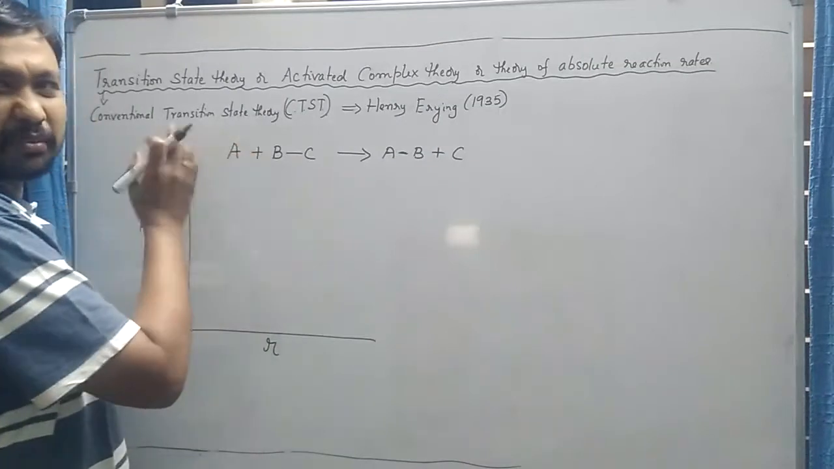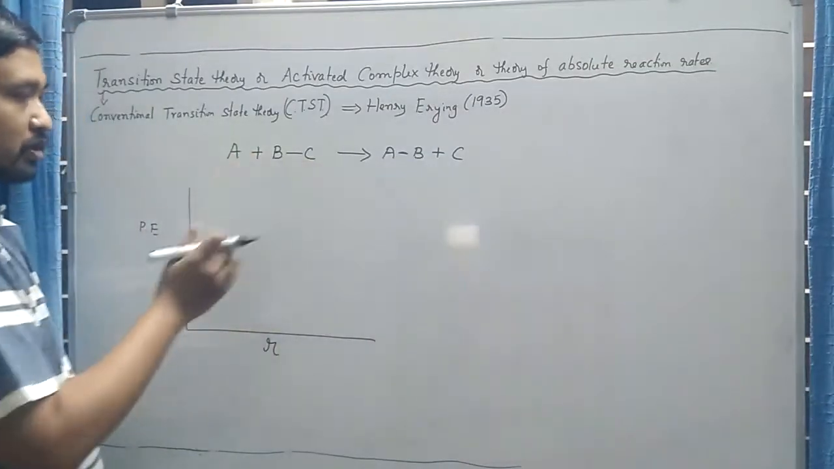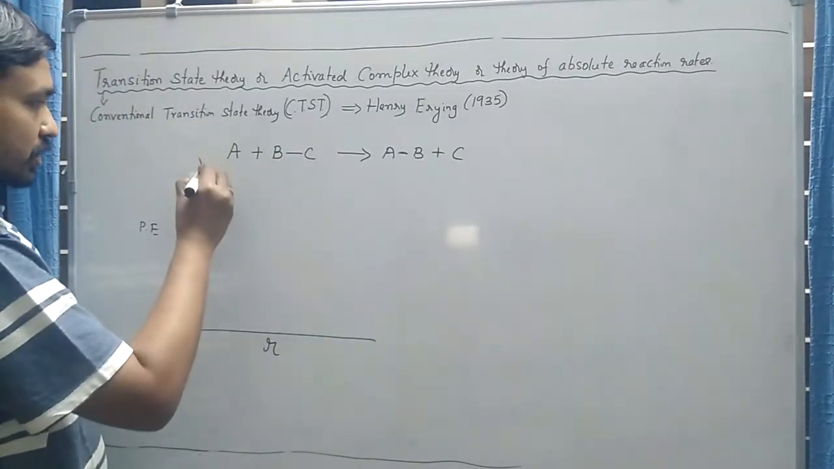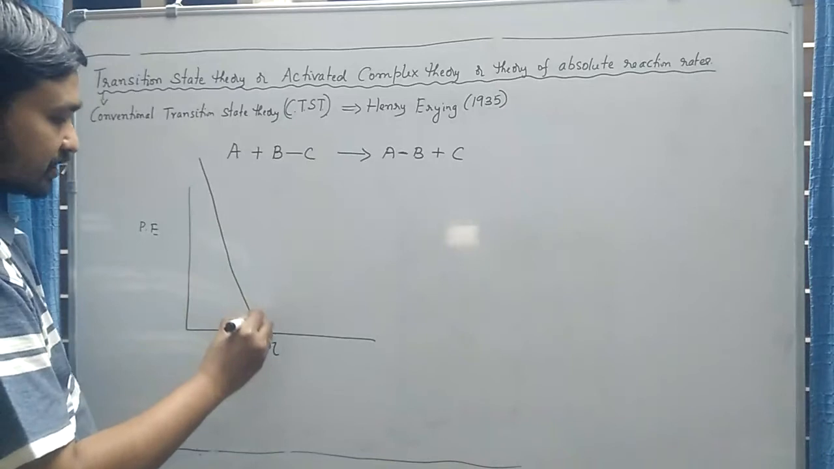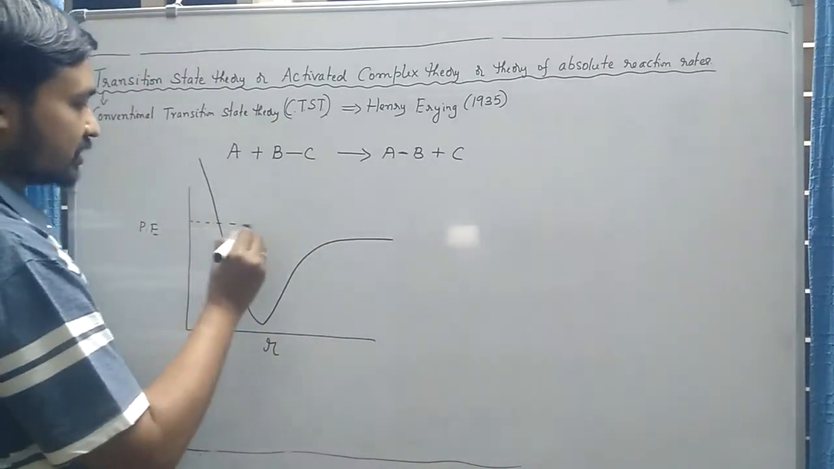So A is a neutral atom, it's an atom. Okay, so I keep it as such. Here I have BC. So let me draw the potential energy diagram for BC. The potential energy diagram for BC will be something like this.